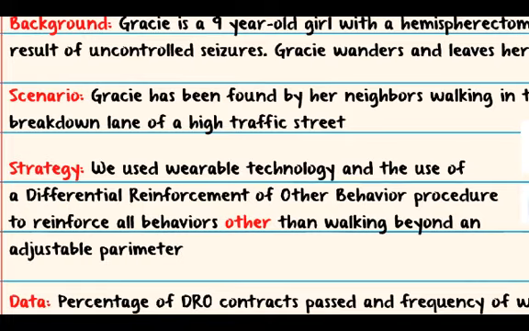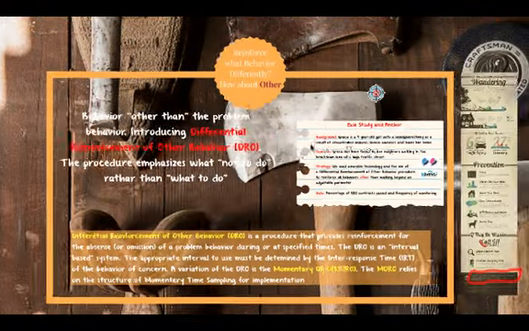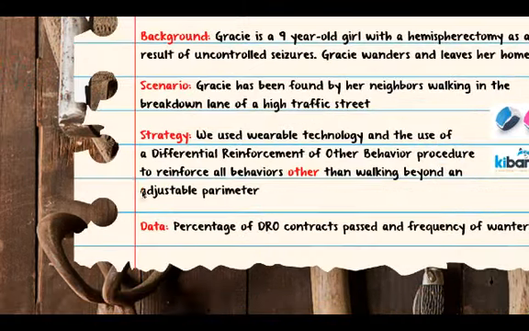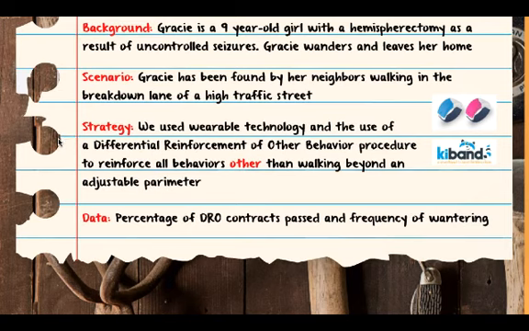Okay, so this is what we did for a DRO procedure. We told Gracie, we communicated with her through a picture-based system, that during an interval of time, it was half an hour for her, during a 30-minute period, if she did not wander or activate the band, if it did not sound, if she did not get that sound from the band, and the mom and dad did not get that sound from the unit, if she refrained from doing that for 30 minutes, then she'd be eligible for reinforcement. What reinforcement? Well, it's all based on her preferences and her interests.